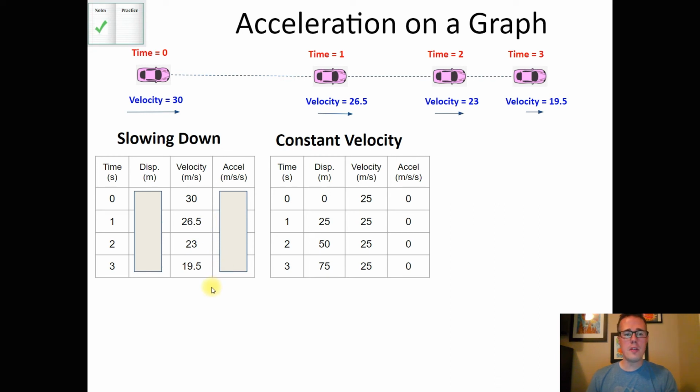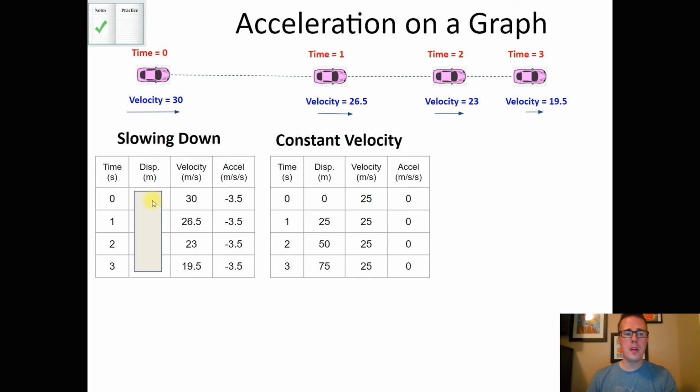Jot this one down on your notes and see if you can predict what should be in the boxes this time. Let's start with acceleration. So if you notice, we are subtracting about 3.5 each time, each second that goes by. So our acceleration is a negative 3.5. We're taking away 3.5 every second.